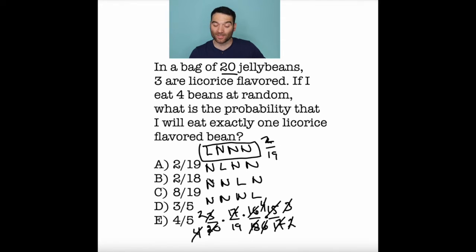But what I quickly realized, if I started to do all these other ones, is that the numbers are exactly the same. I'm just multiplying them in a different order. So the probability of each of these events is 2 out of 19. And so I can add them all up and find that the total probability of picking exactly 1 licorice bean is 8 out of 19.